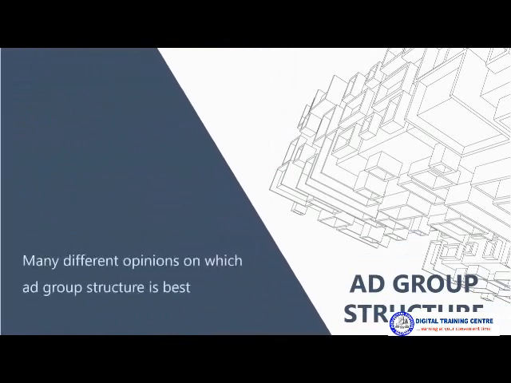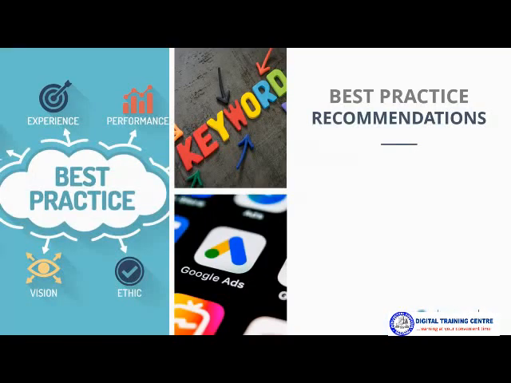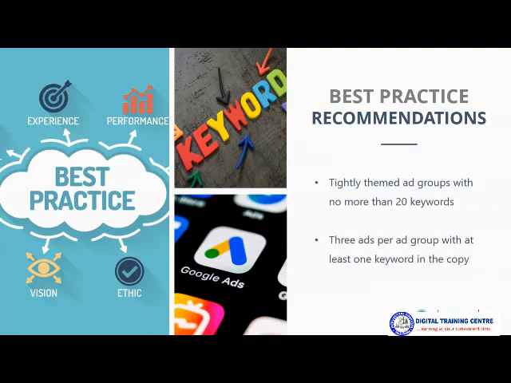There are many different opinions on which ad group structure is best. I wouldn't say there's only one correct answer, so to speak, but we will actually be talking more on ad group structures in lesson 6 and 7 of module 3 when we talk about optimization and analysis. But there are some best practice recommendations from Google, which includes having tightly themed ad groups with no more than 20 keywords per ad group, and also that you should include at least 3 ads per ad group and at least 1 keyword in each ad.